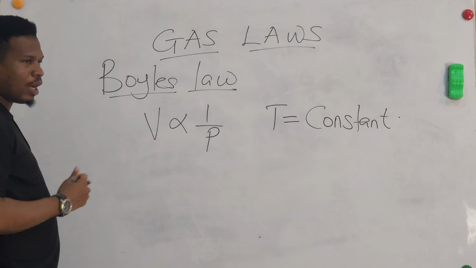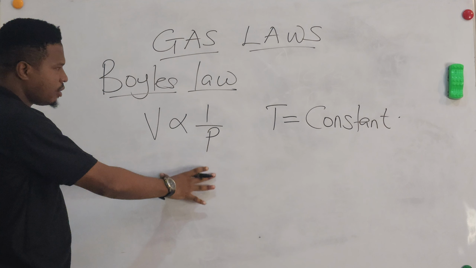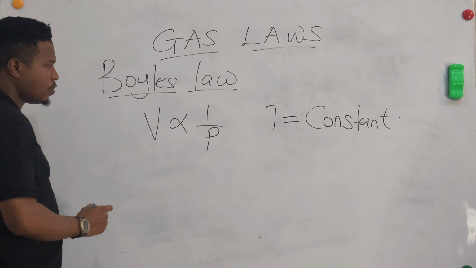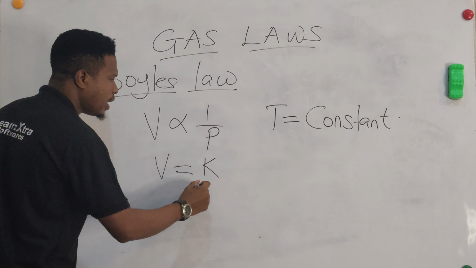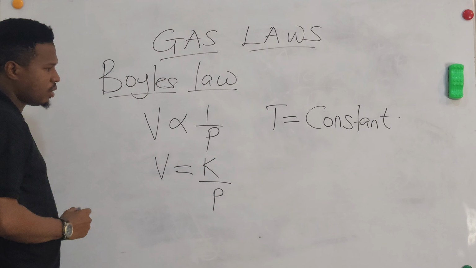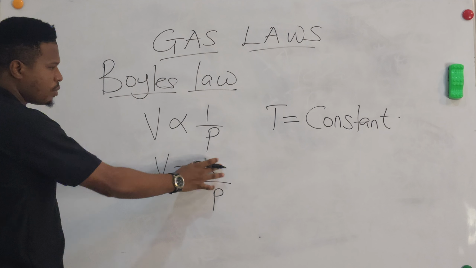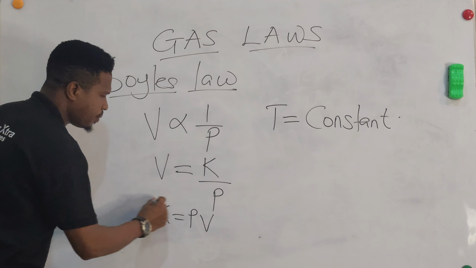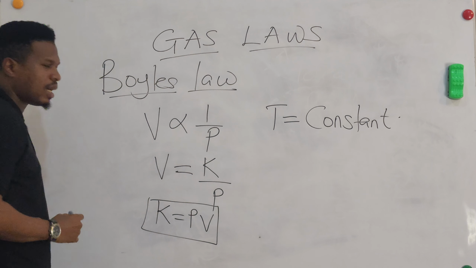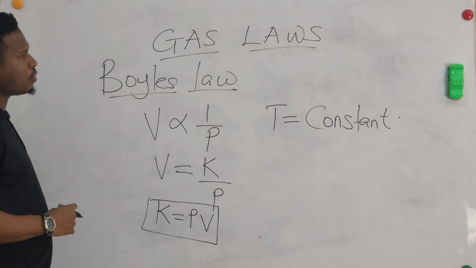So we can go further to actually prove this formula. We have that V is equal to, we introduce a constant K, over P. Making K the subject, we have that K is equal to PV. So this is the mathematical expression for Boyle's Law.